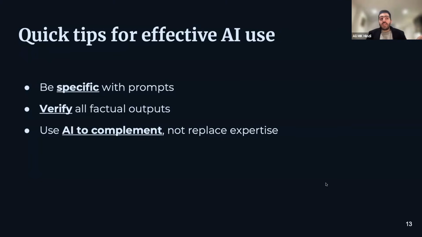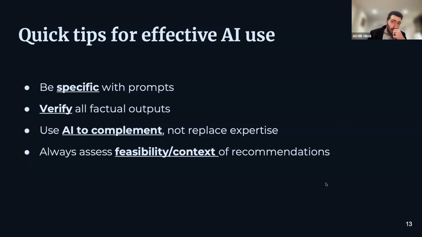As I tried to show you today, use AI to complement, not replace, expertise. I think it's fair to say that I did use the AI today to complement my expertise, but I didn't fully rely on it. I just gave it some commands. It helped me with some ideas, but I wasn't fully reliant on it. And very important when writing a proposal, always assess the feasibility and context of the recommendations that it gives you. So always ask yourself, is this feasible, and so on.